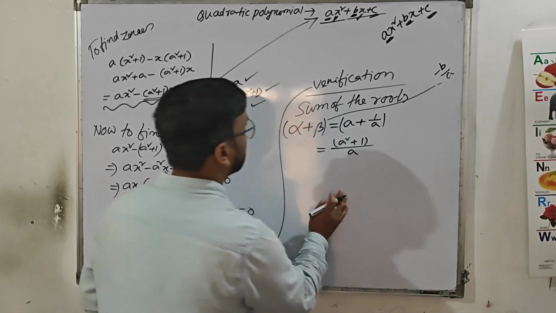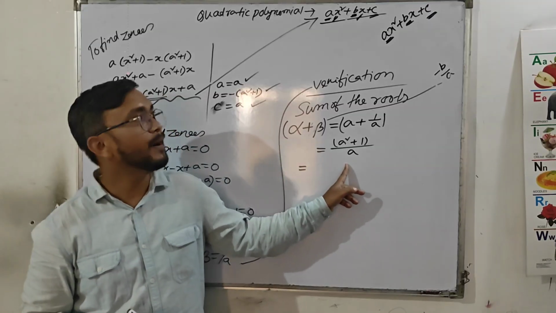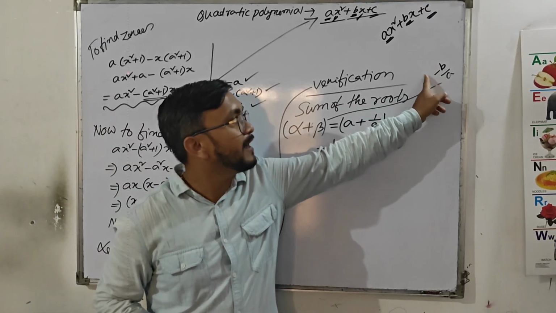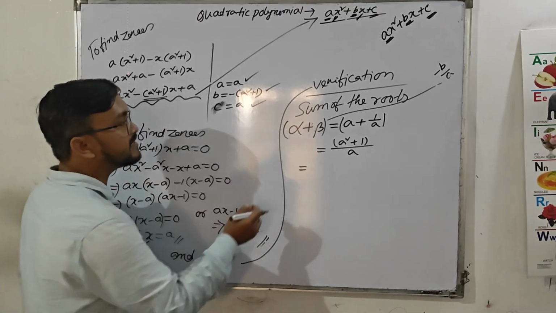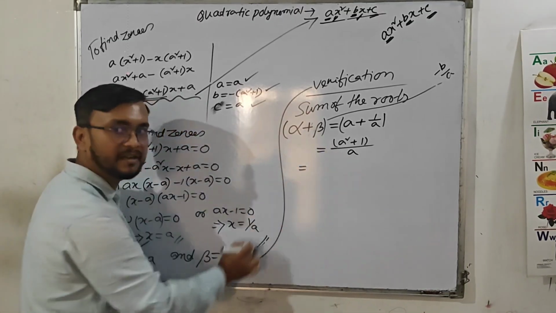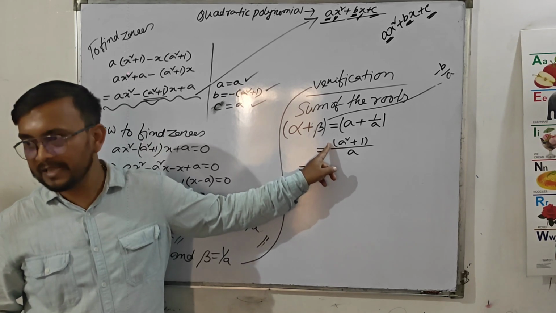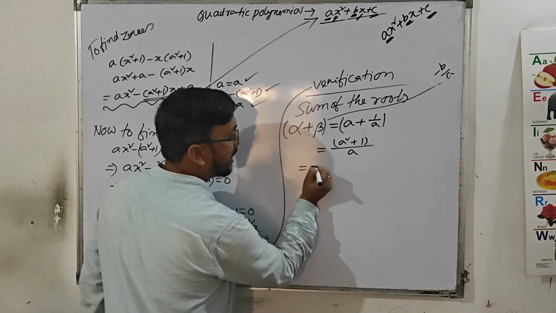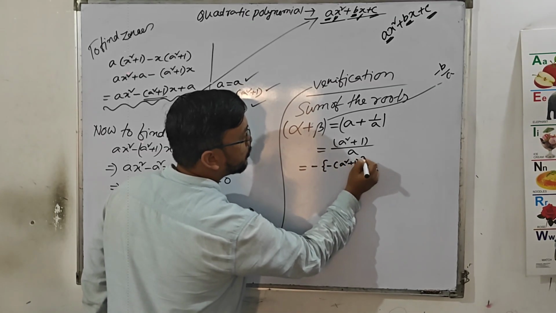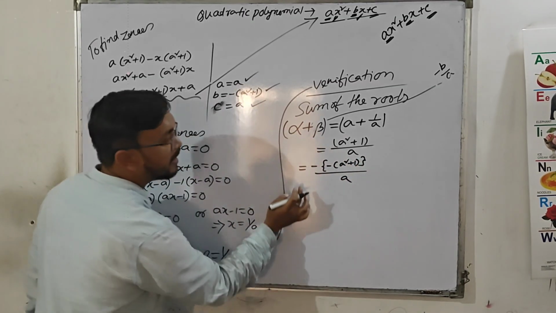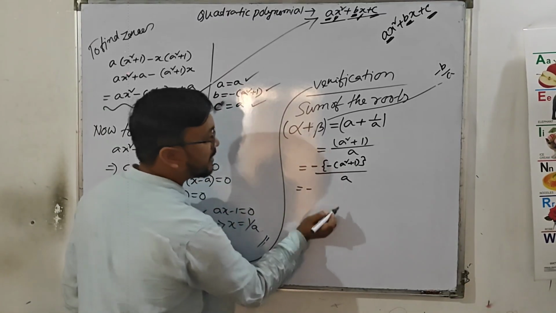Now see, if I see alpha plus beta is this one, but we should get minus b by a. There is no negative sign here. If no negative sign is here, what is the hidden sign here? If there is no minus, it must be plus. I can write it like this, minus a square plus 1 divided by a. Minus into minus, again it will be plus.